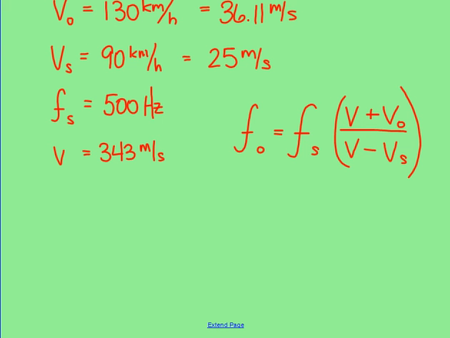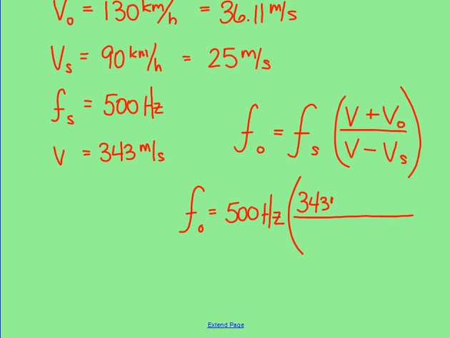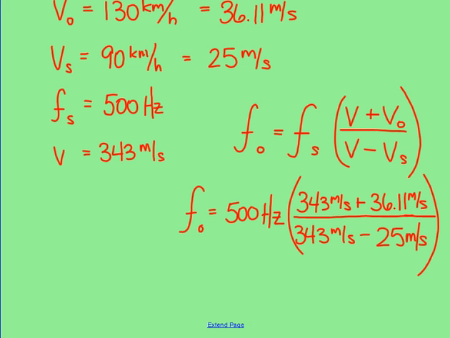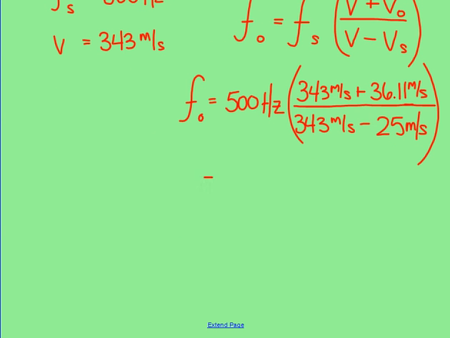All I have to do is plug numbers in again. So the observed frequency is 500 hertz times the quantity 343 meters per second plus 36.11 meters per second divided by 343 meters per second minus 25 meters per second. Once I plug all of that into my calculator, I get a frequency of 596.06 hertz.